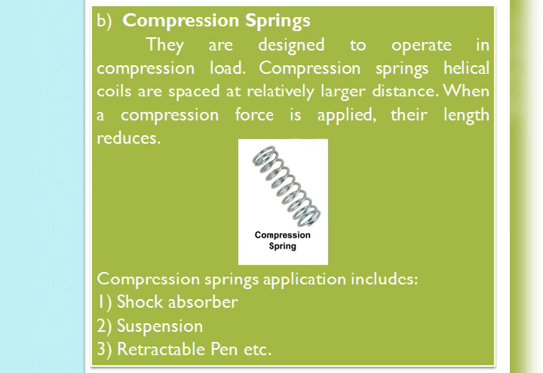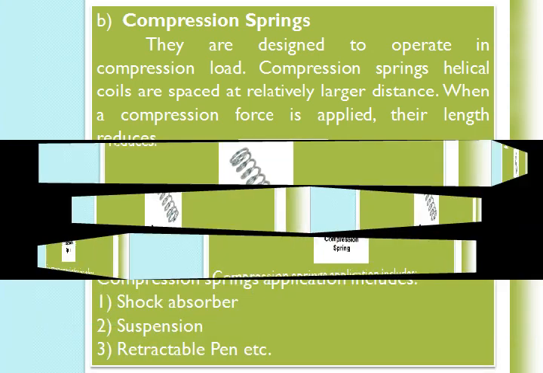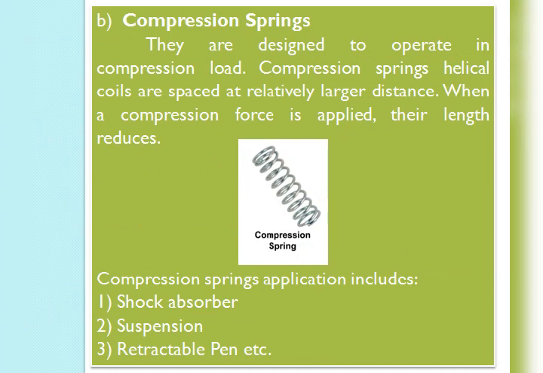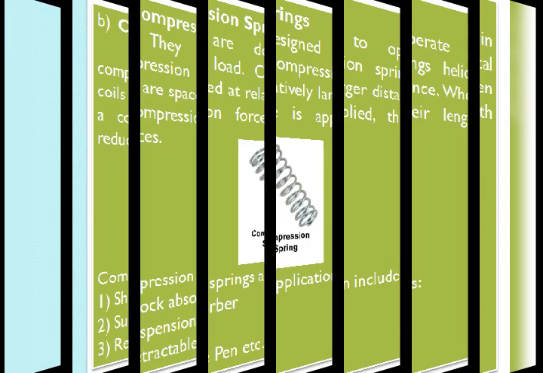The second one is the compression spring. Compression springs are designed to operate under compression load. It is totally the reverse of the tension spring. In the tension spring the spacing is very small, but in a compression spring the pitch is larger. Compression spring helical coils are spaced at a relatively larger distance. When a compression force is applied, their length reduces. When the load is removed, it increases its length and comes back to its original position.